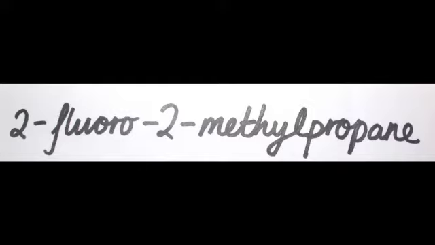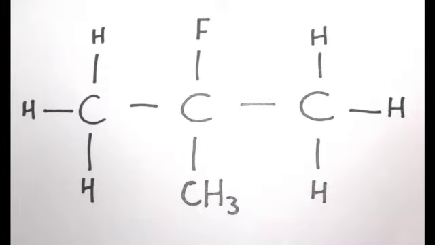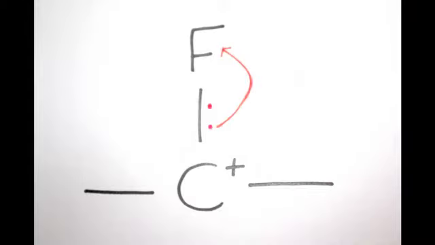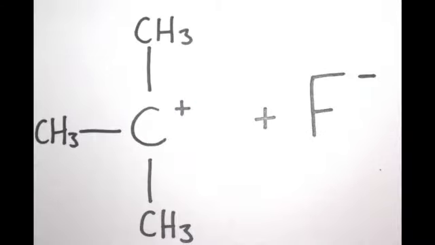So here's an example. Initially, the compound exists in this form. However, there's a difference in electronegativity between the fluorine and the carbon atoms. The carbon atom is slightly positive and the fluorine atom is slightly negative due to the differences in electronegativity. This can be illustrated in this manner. As the electronegativity of fluorine is greater than carbon, the two electrons shared are pulled more to the fluorine atom through heterolytic fission. This results in the formation of a carbocation.